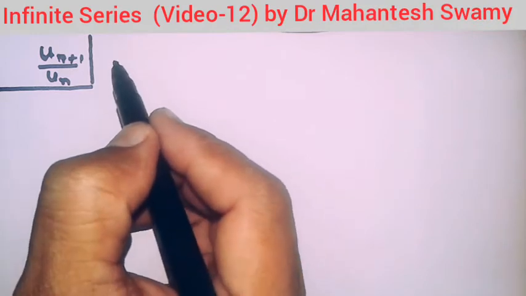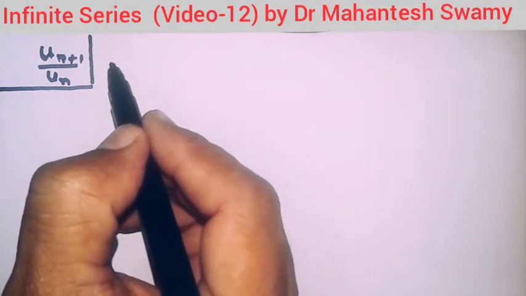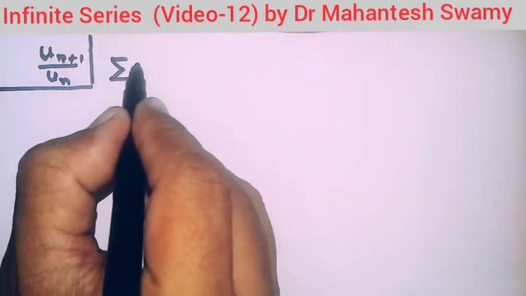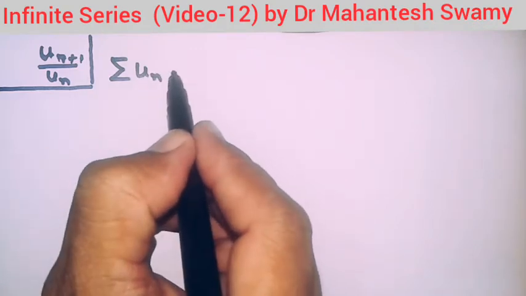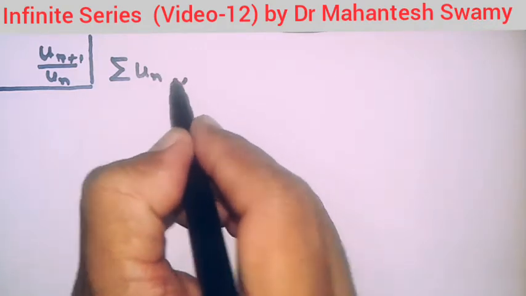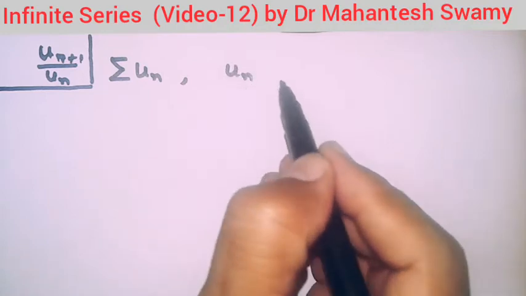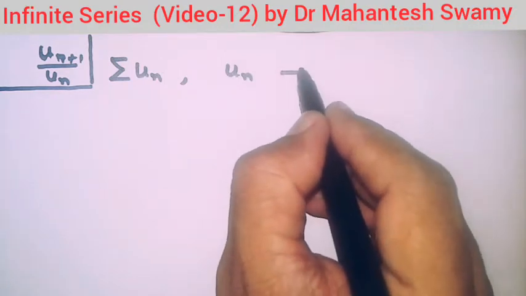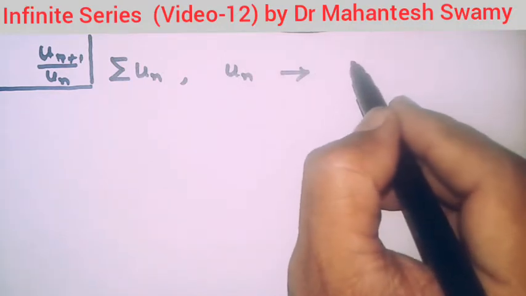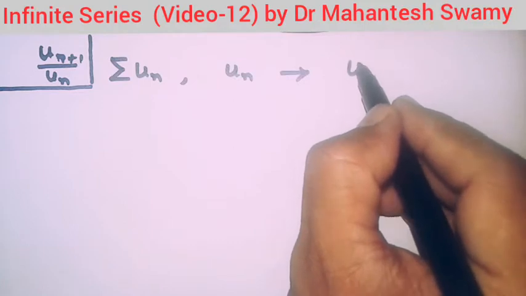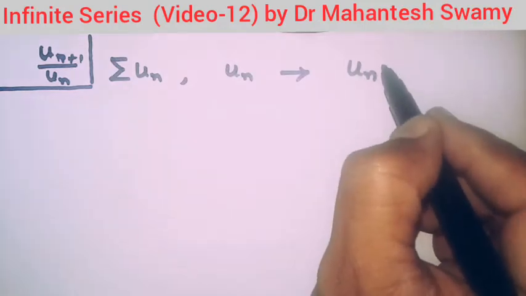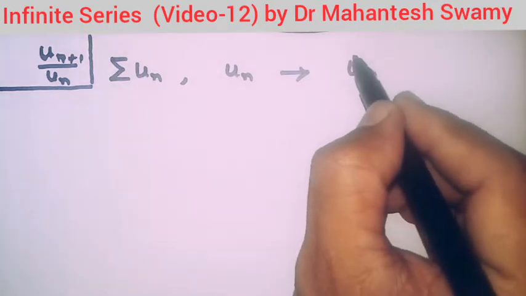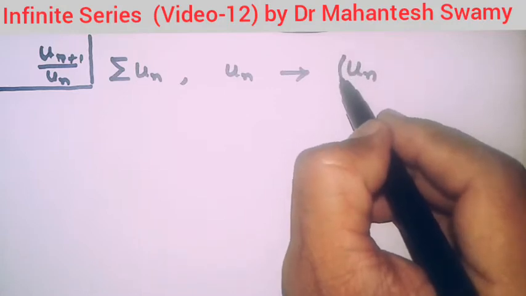So here what should be done? We have to take the root of the nth term. If summation un is the given series of positive terms where un is the nth term, the first job is to write down the nth term and take the nth root of un. The name of the test is root test, Cauchy's root test.